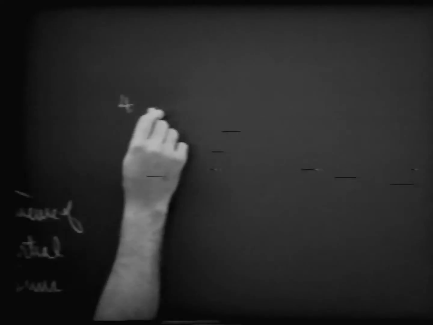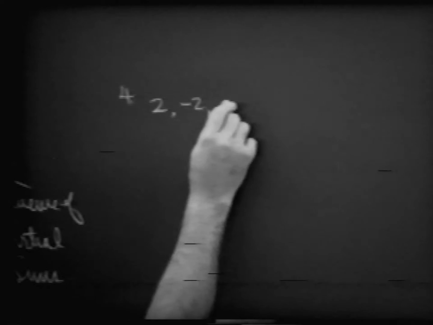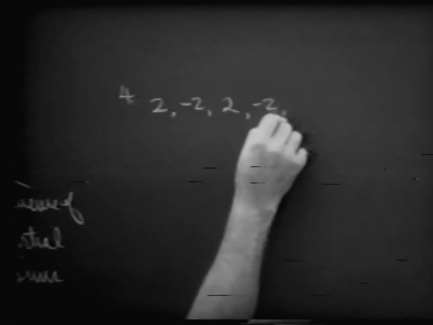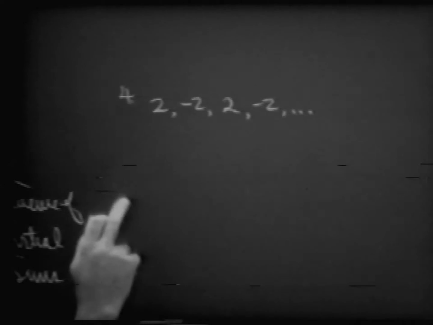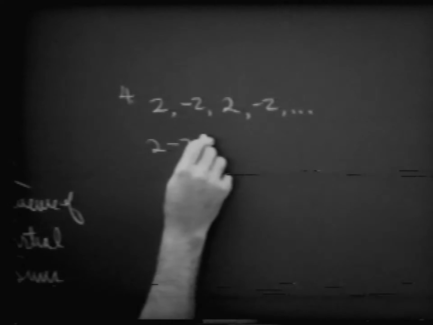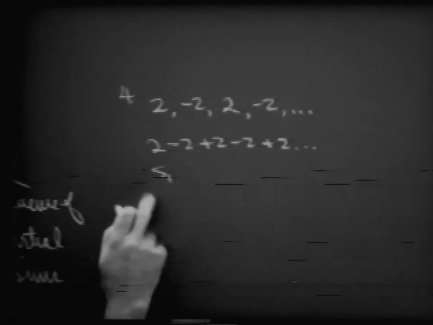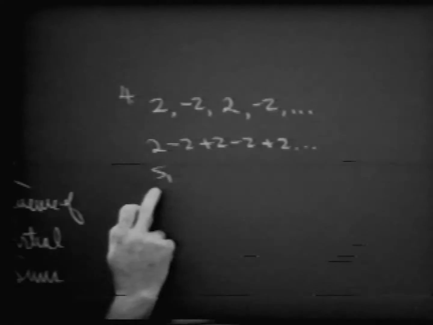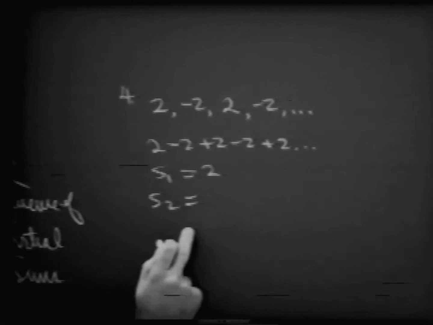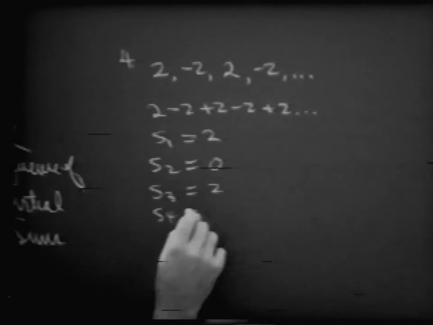Let's look at another example and see if perhaps we can get a little bit more insight into this. Suppose we look at 2, comma, negative 2, comma, 2, comma, negative 2, and so on. And then let's form from that the series. This is going to be the sequence, and then the series will be 2 minus 2 plus 2 minus 2 plus 2, and so on. And in fact, let's then also look at the sequence of partial sums. The sum of the first term is simply 2. The sum of the first two terms is 0. The sum of the first three terms is 2. The sum of the first four terms is 0.